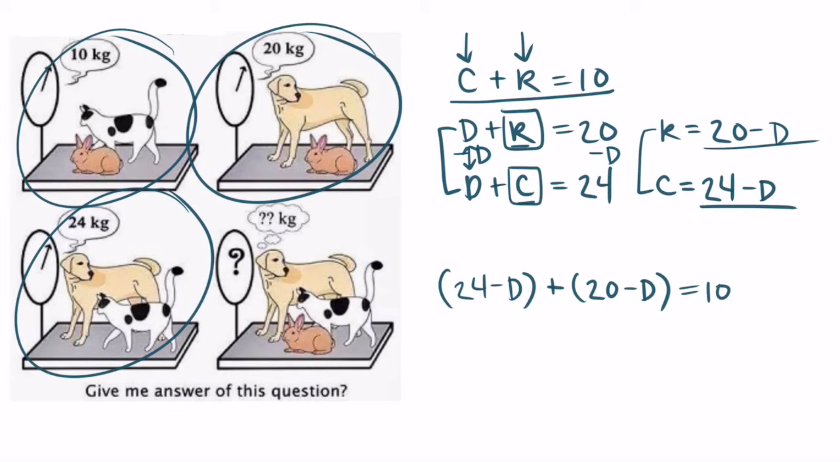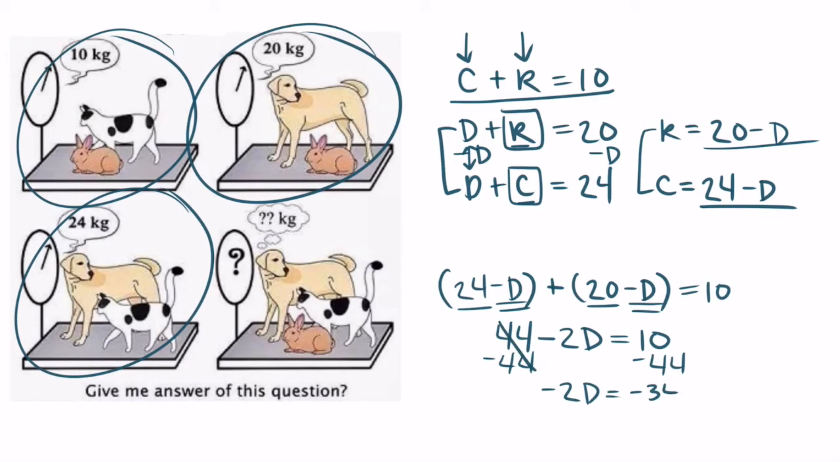From here, you're going to combine your like terms. So I have 24 and 20 to get me 44. And then I have one negative D and another negative D, which would mean I have two negative D's. Now it just looks like a two-step equation, and we're going to go ahead and solve. So subtract off 44. And lastly, we're going to divide.